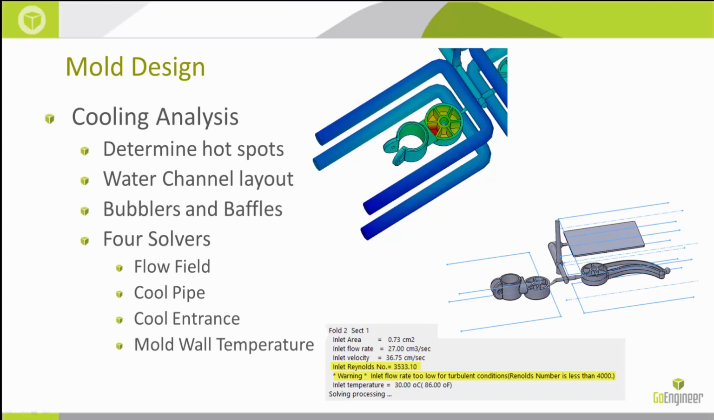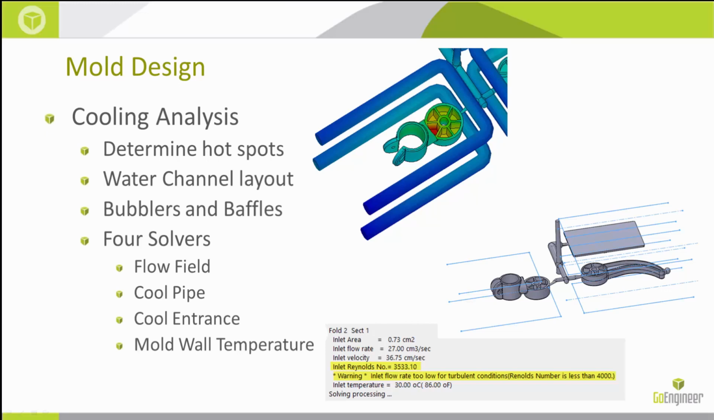If you look at the bottom of this slide, it actually shows you during the solve process, right at the beginning of it, an inlet Reynolds number. What it's looking for is a number greater than 4,000, which in the injection molding industry is what creates a turbulent flow rate. That's the most efficient flow rate that will remove the heat from your mold going through your water lines. The second solver is cool pipe.